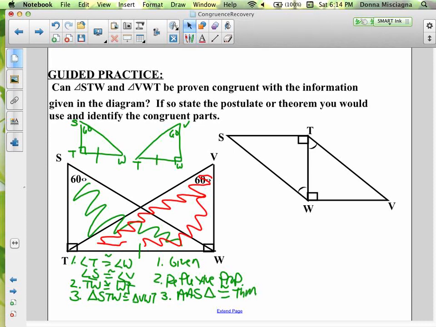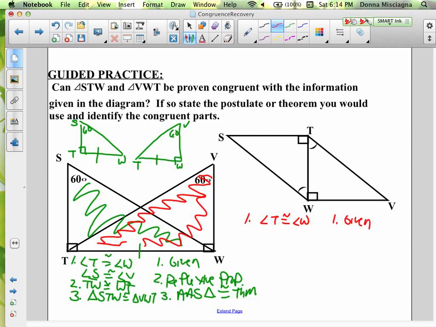All right, let's try the next one here. All right, these ones aren't overlapping, so we don't need to draw them separately. All right, so again, we've got angle T is congruent to angle W. And that's given. It's also given that, actually I should probably be specific because there's two angle T's and two angle W's. I mean, there kind of is over here, but we never used it, so.